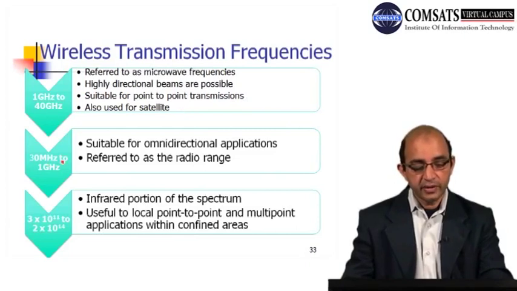Then we have 30 megahertz to 1 gigahertz, right? They are suitable for omnidirectional applications, right? This range is referred to as the radio frequency range. One example is cellular communication. Then we have the infrared portion, that is 3 × 10¹¹ to 2 × 10¹⁴. So we have an infrared portion, right? And this is useful for point to point, for example, within a room.